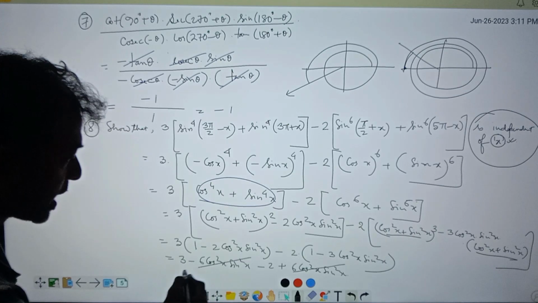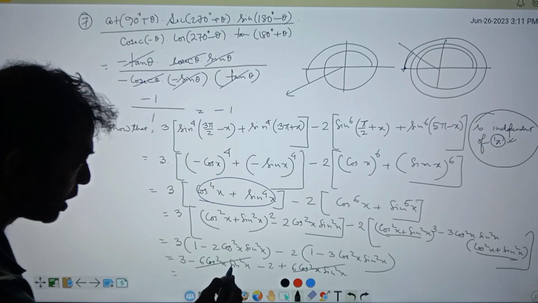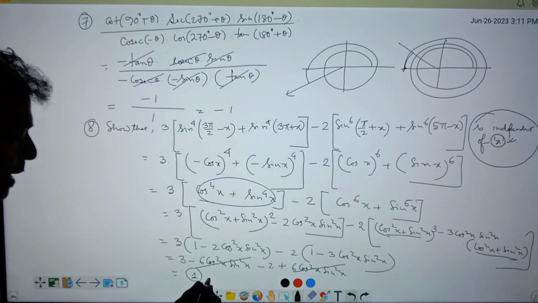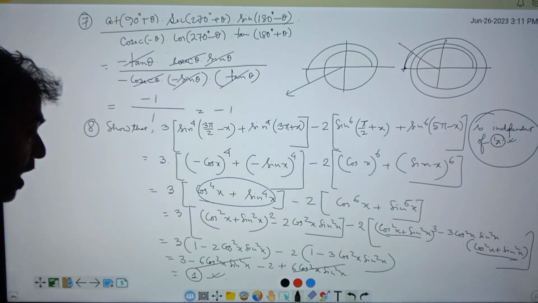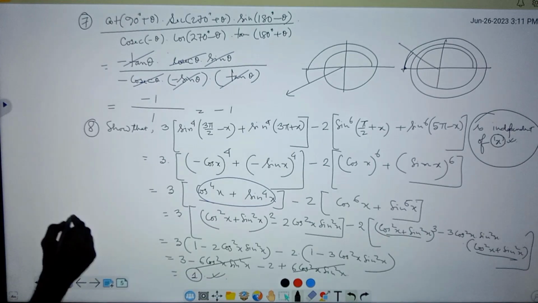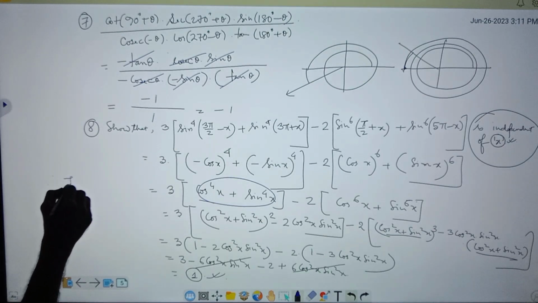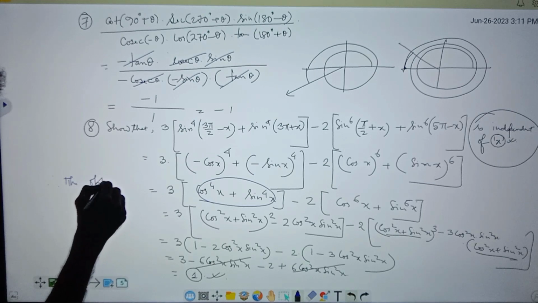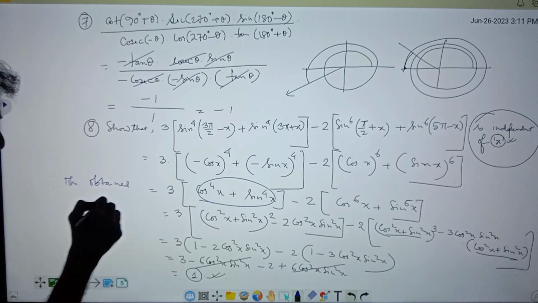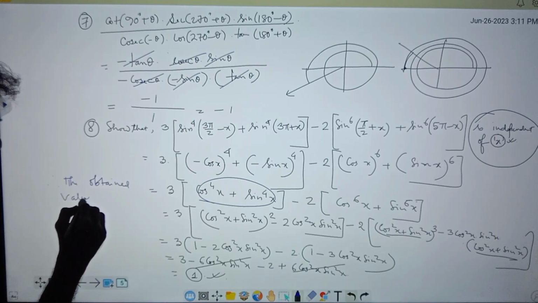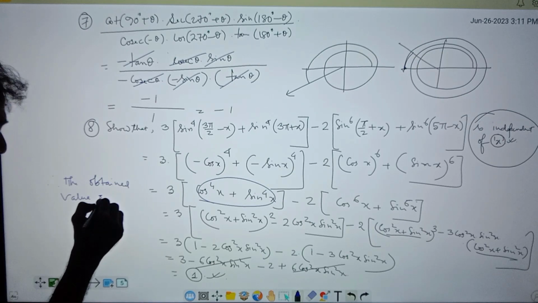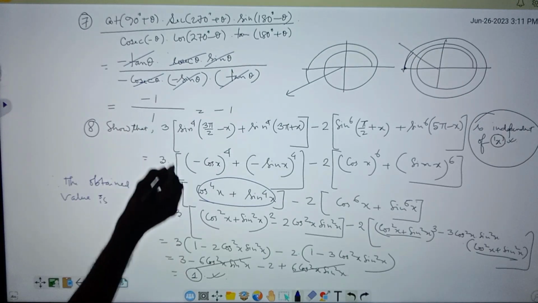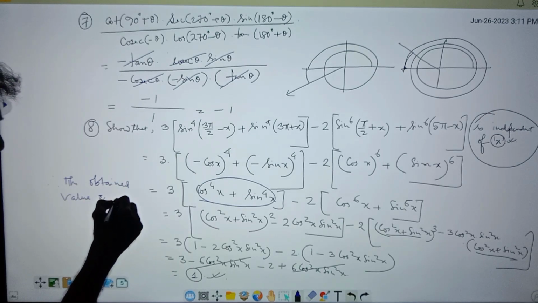Now 6 cos square x sine square x is cancelling each other, and 3 minus 2 is always equal to 1. So we are getting the simplified value 1, and 1 is independent of x. The obtained value is independent of x, because there is no x actually. So that's why the total expression is independent of x.